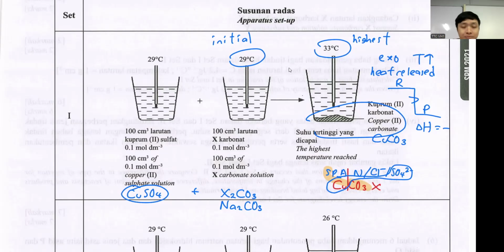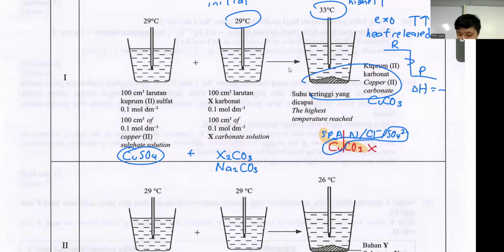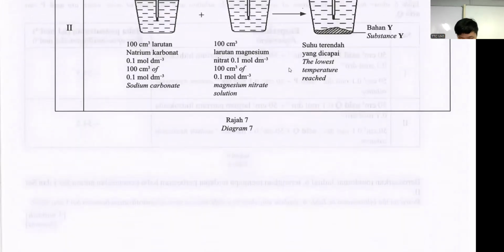White is wrong. So the answer is green. Yellow? No, the answer is green. CuCO3 is green in color. So you lost one mark there.